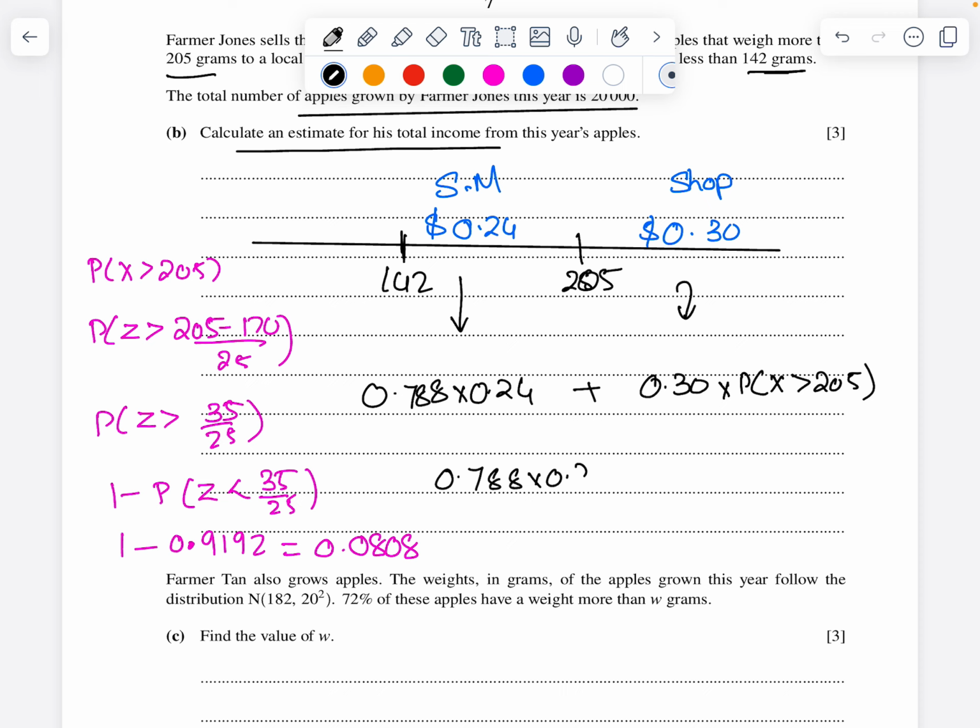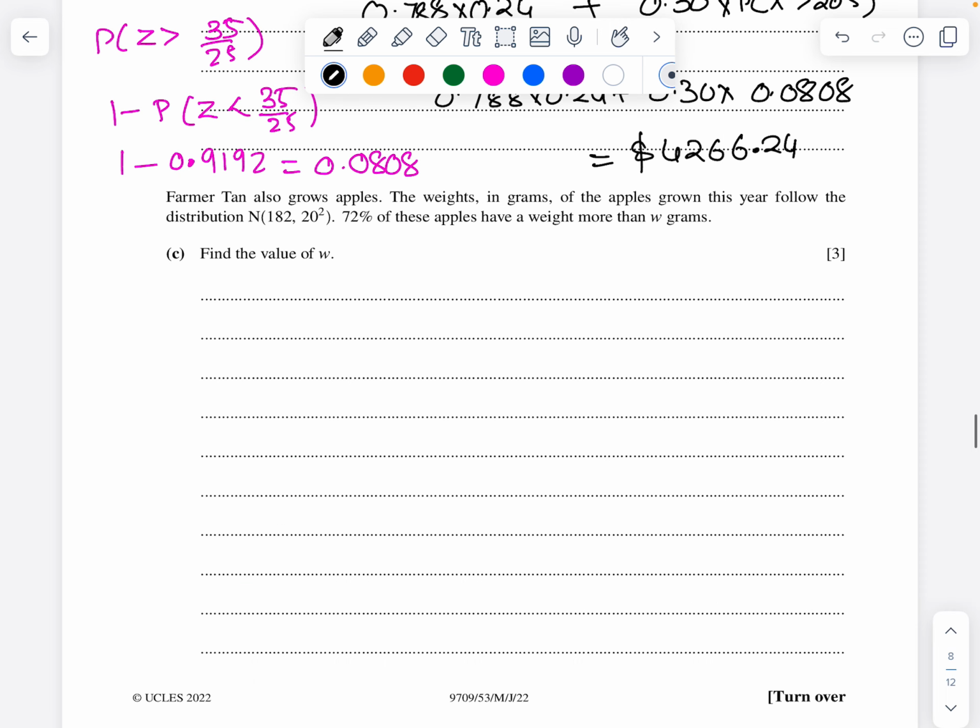So what's going to be that? 0.788 times 0.24 plus 0.30 times 0.0808. Simplify that. You should be getting $4,266.24. That's the answer.